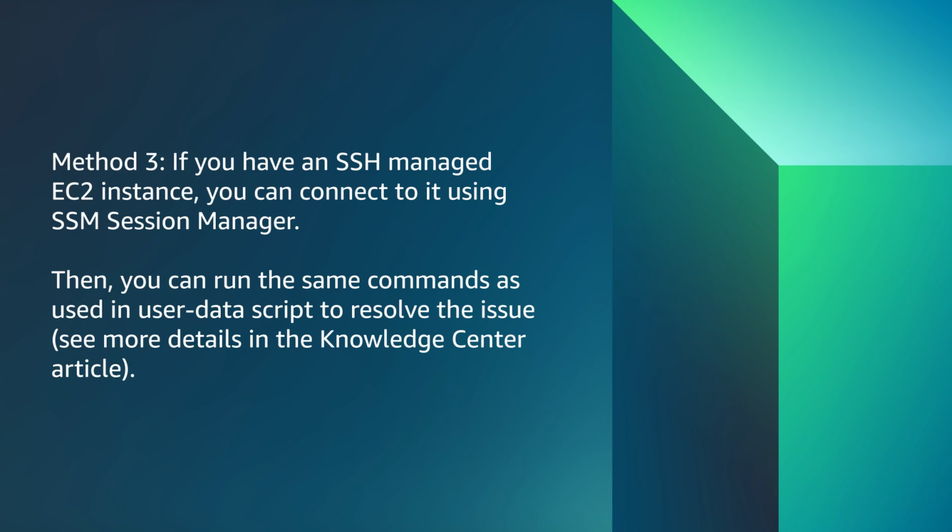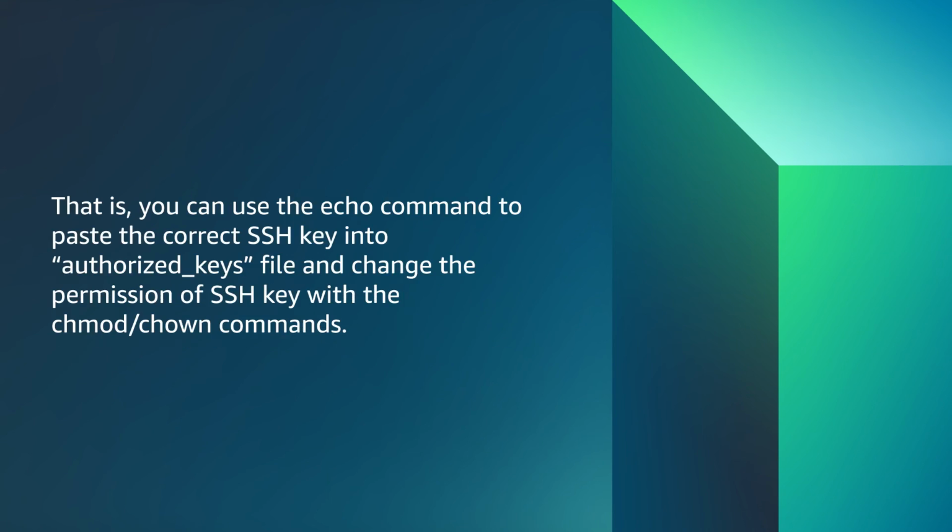If you have an SSM managed EC2 instance, you can connect to it using SSM Session Manager. Then you can run the same commands as used in the user data script to resolve the issue. That is, you can use the echo command to paste the correct SSH key into the authorized keys file and change the permission of the SSH key with the chmod and chown commands.